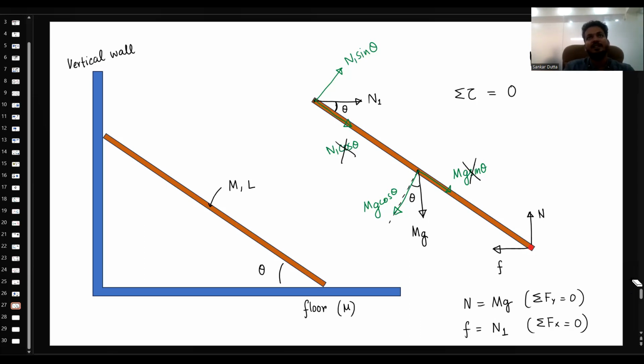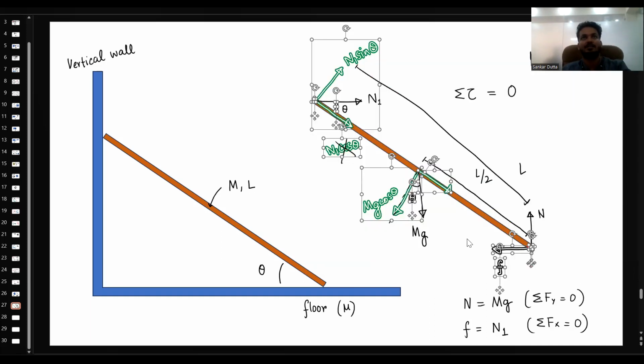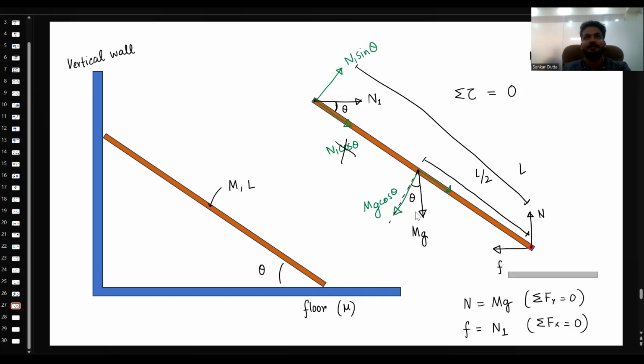Also, can you tell me what the distance is? What is the distance from here till here? That's L by 2, right? The total length was given as L. And what is the distance where N1 sin theta is acting? What is the total length from here to here? Well, that's equal to L, right? So if I write the torque equation, I want to write it on a different page, so I'll just take it there. Can we do that?